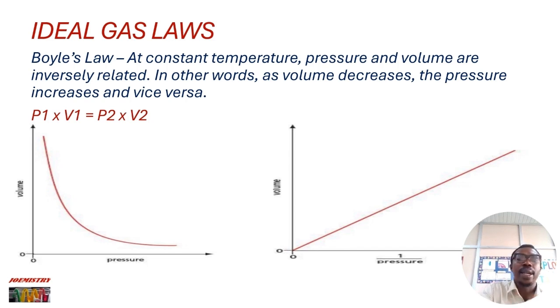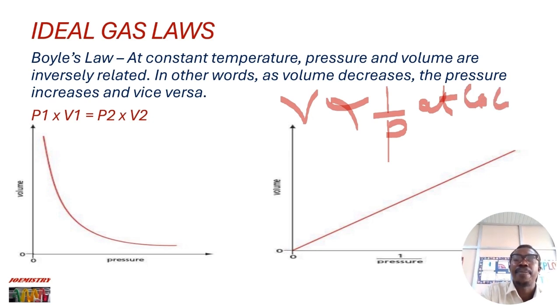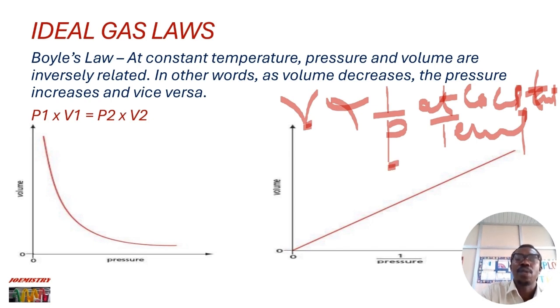So mathematically, that means the volume is proportional to 1 over P, where P is the pressure, at constant temperature. So the volume is inversely proportional to its pressure.